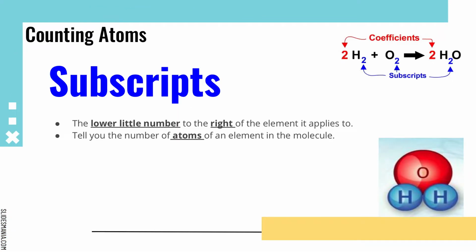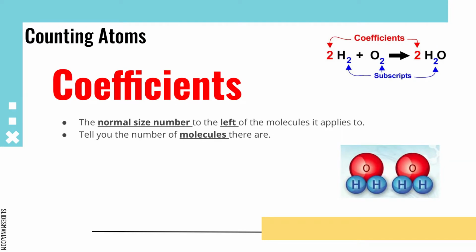If you recall, for counting atoms, the subscript is the lower little number to the right of the element it applies to. So here are your subscripts. It tells you the number of atoms of an element in the molecule. Coefficients is the normal size number to the left of the molecule it applies to. It tells you the number of molecules there are. So here there's 2 hydrogen molecules, but there are 4 hydrogen atoms.